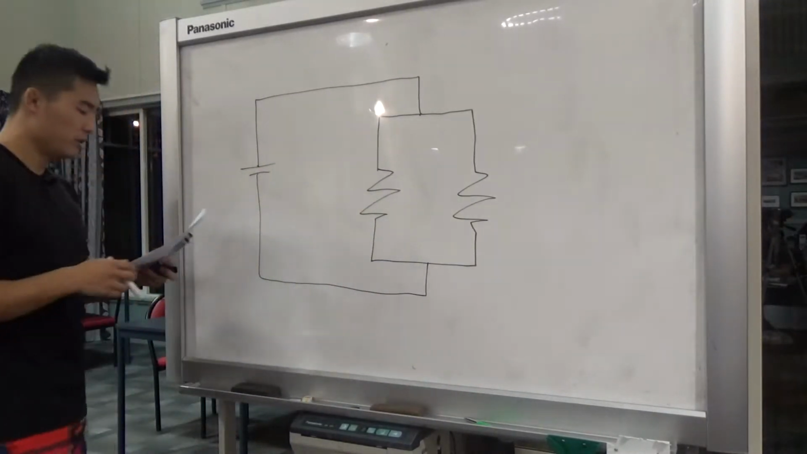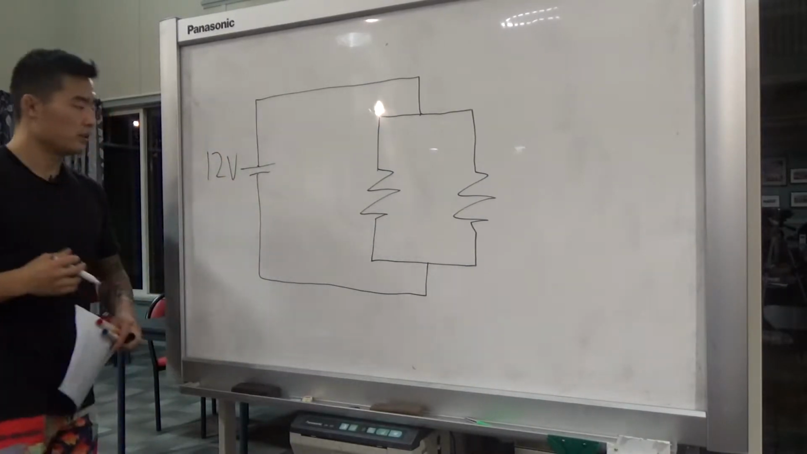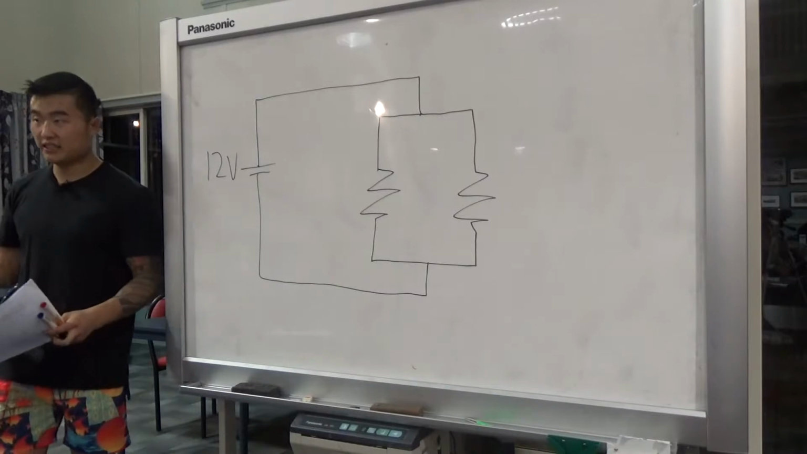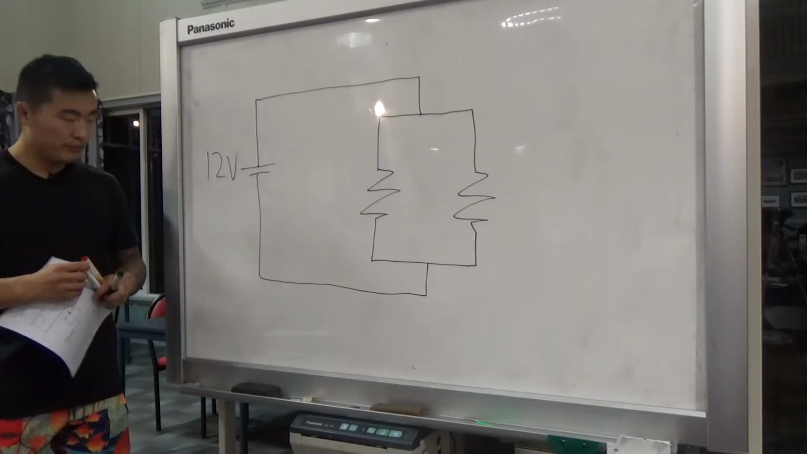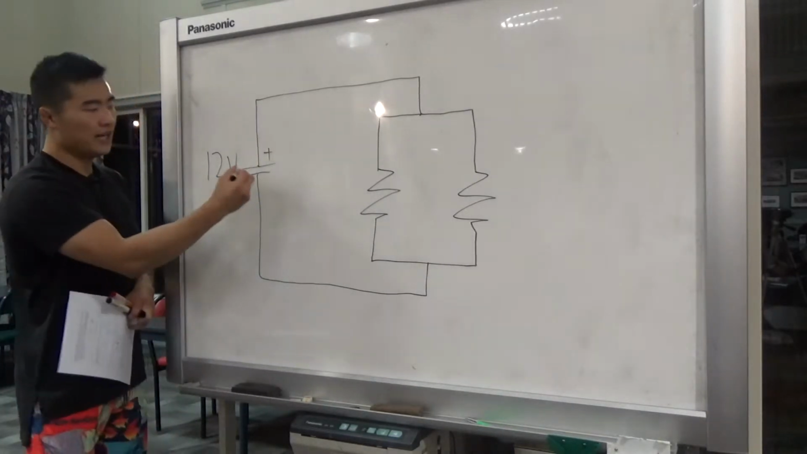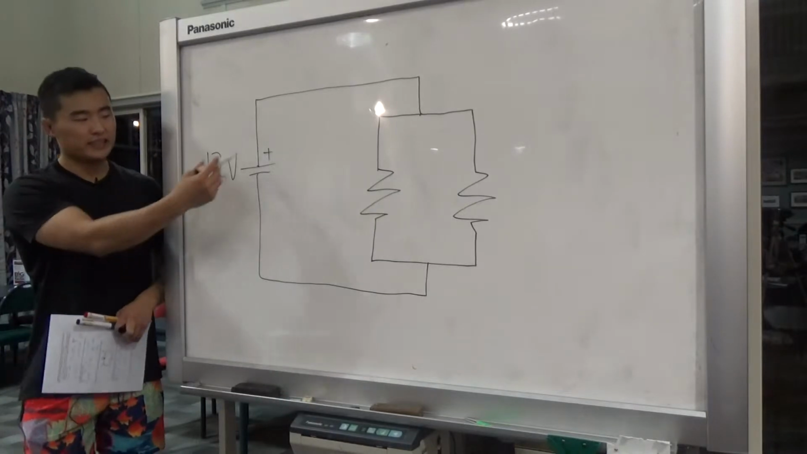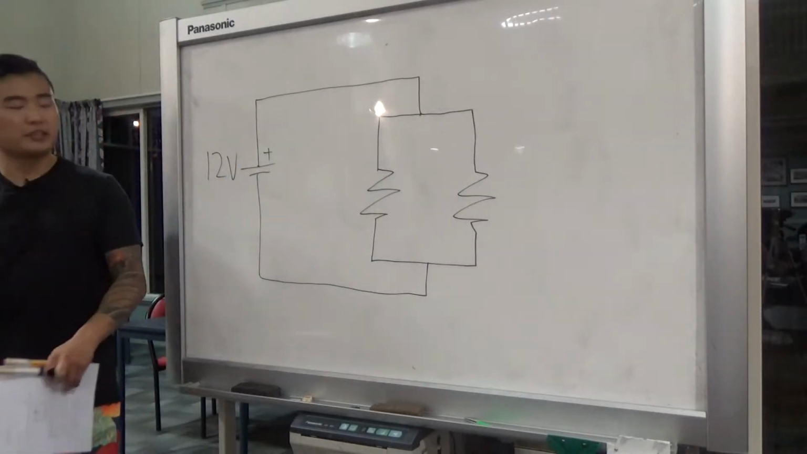All right, so we have our 12 volt battery. So that's creating the potential difference. So that's making positive charge. So this side, the long line, is the positive line. So this side will be positive and the short line will be negative. Okay, but that's not really too important.